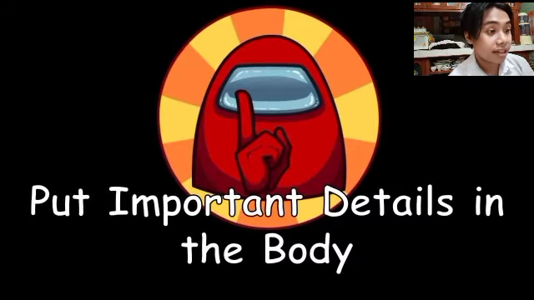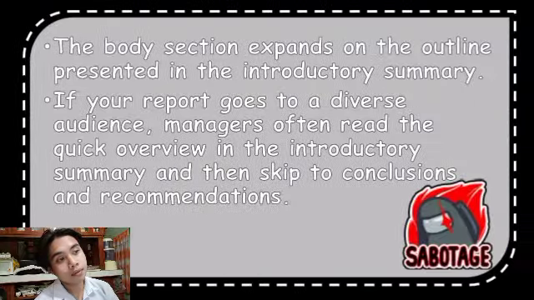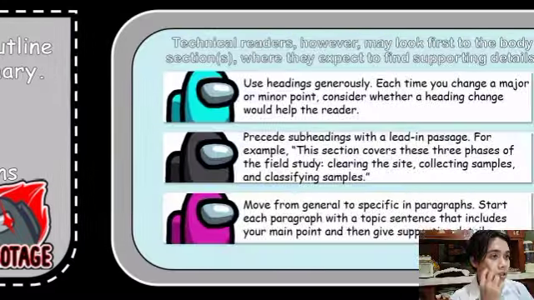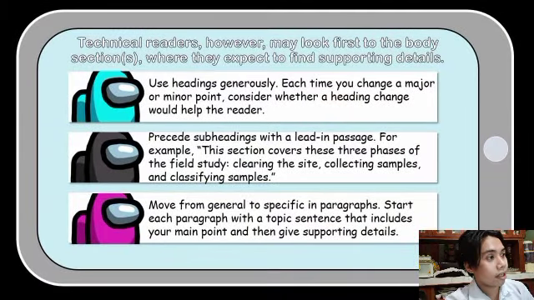Our next guideline is to put important details in the body. The body section expands on the outline presented in the introductory summary. If a report goes to a diverse audience, managers often read the quick overview in the introductory summary and then skip to conclusions and recommendations. Technical readers, however, may look first to the body sections where they expect to find the supporting details.